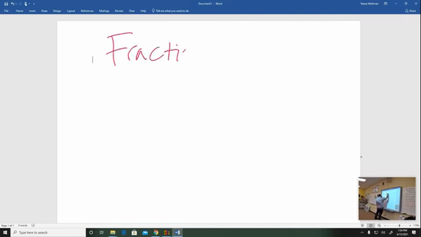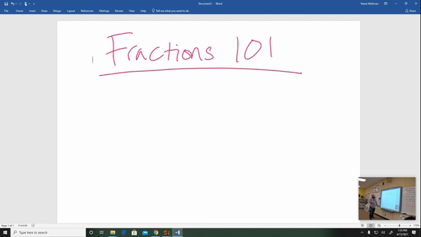Fractions 101. This may be repetitive for some of you, but it's pretty important information and always good to be able to go back to. The first thing is you're going to want to know what a couple key words mean.